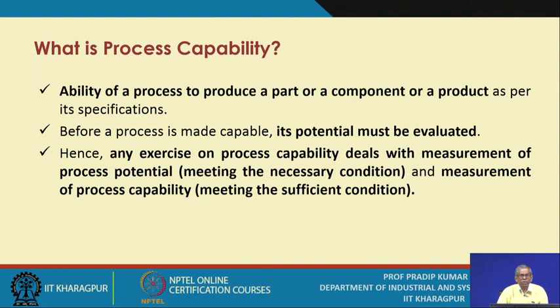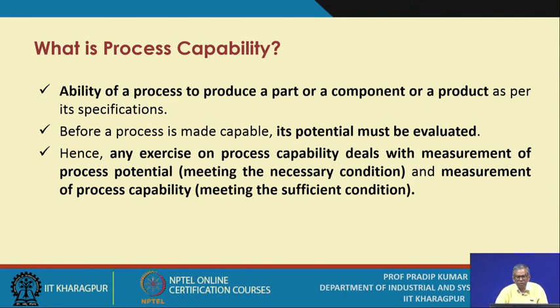Okay. So, concluding our discussions on the special purpose control chart, now let me first define the term called process capability. So, what is process capability? In plain and simple terms, it means the ability of a process to produce a part or a component or a product as per its specifications. So, I am assuming a manufacturing process, and essentially it refers to the ability of the process to produce as per the specifications of a component.